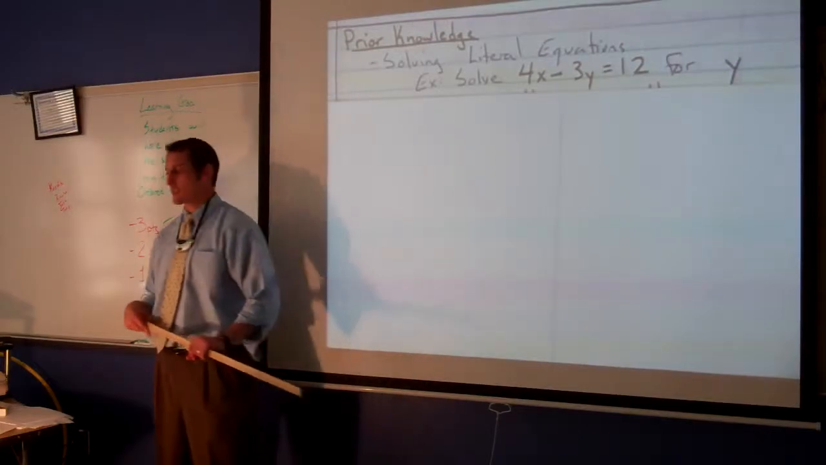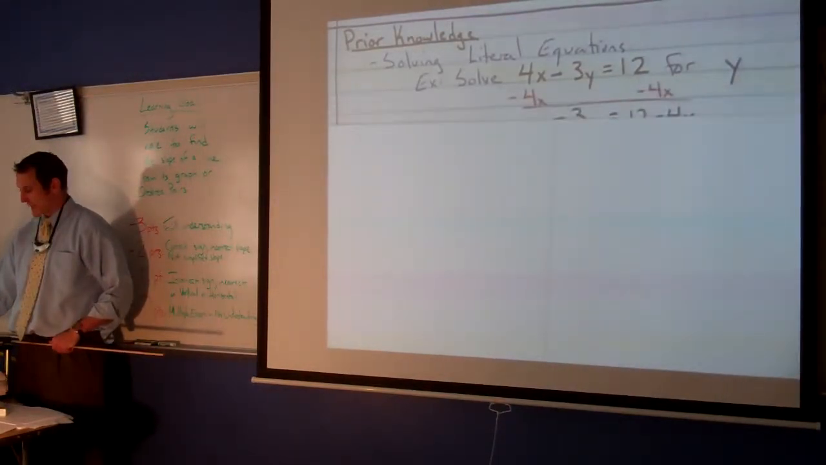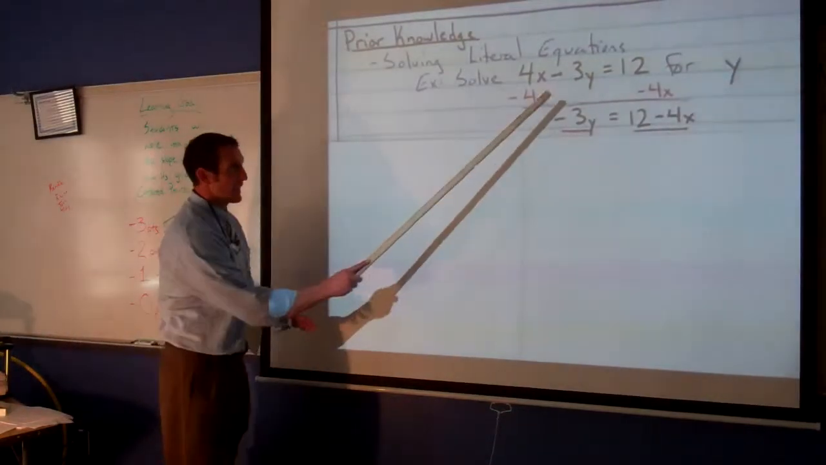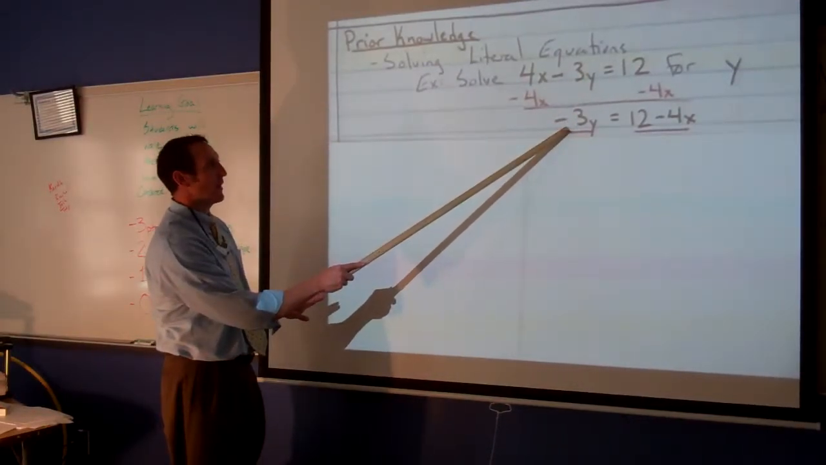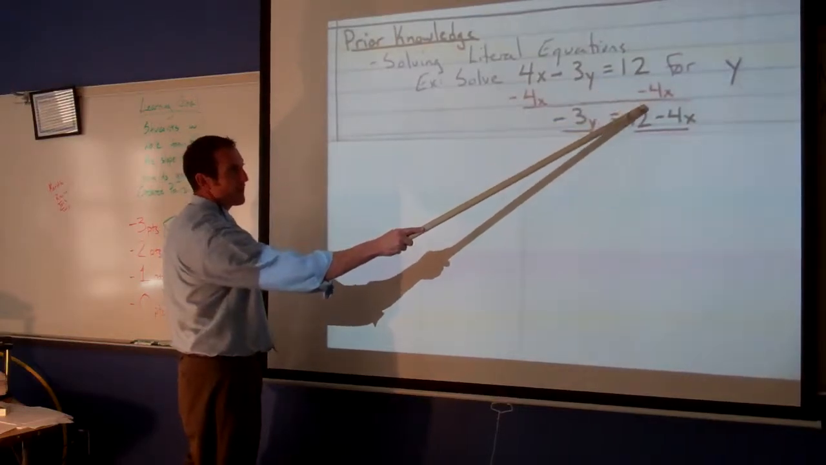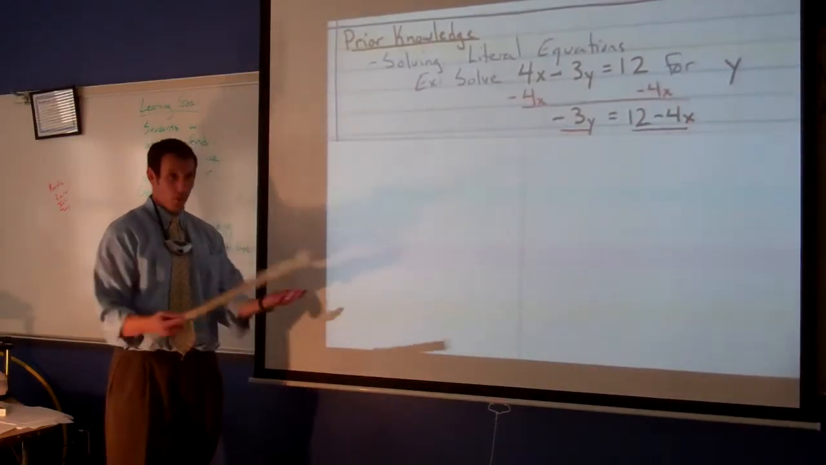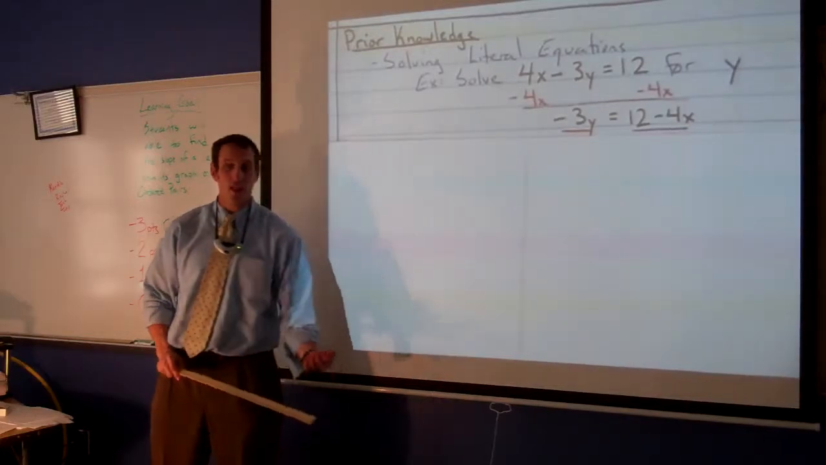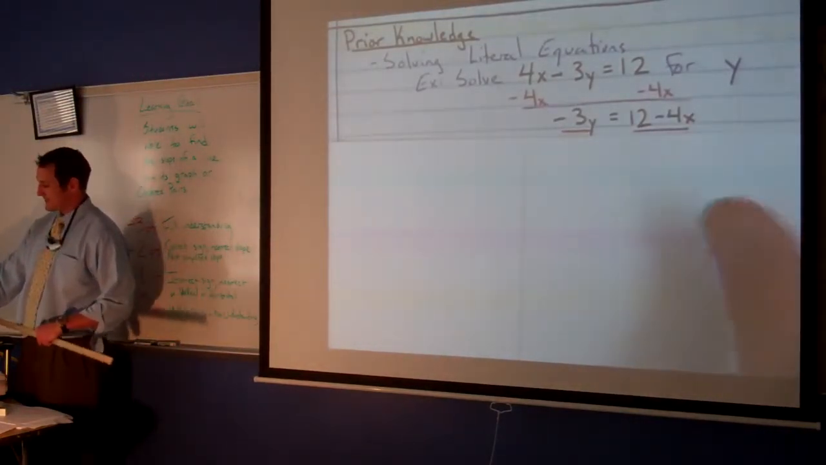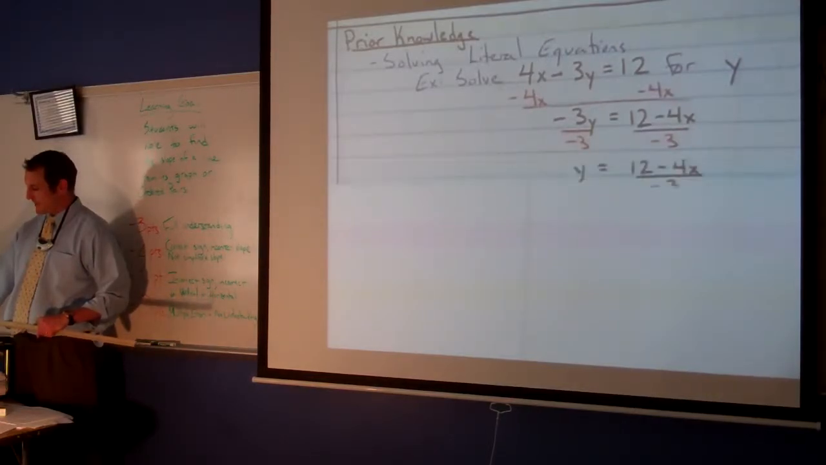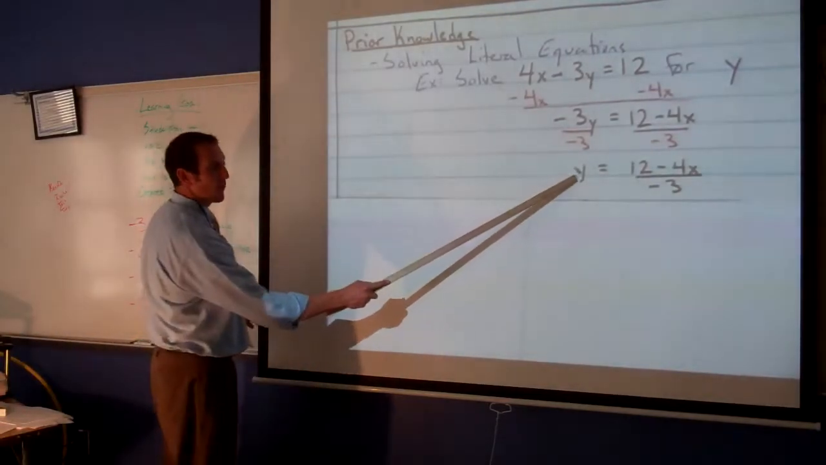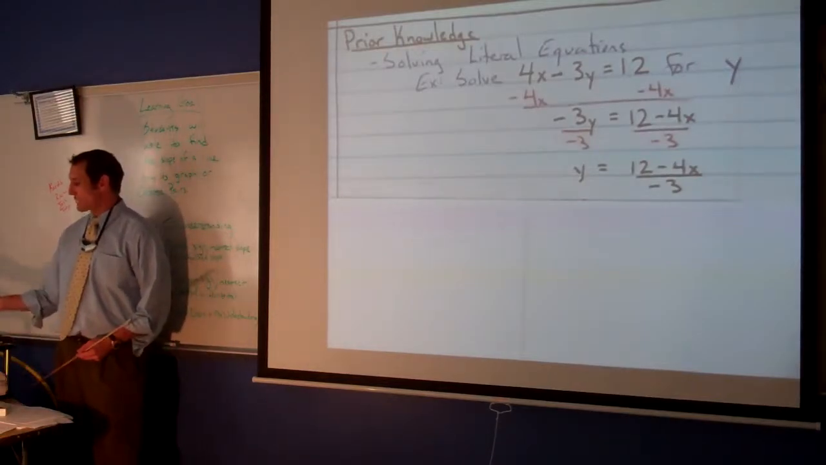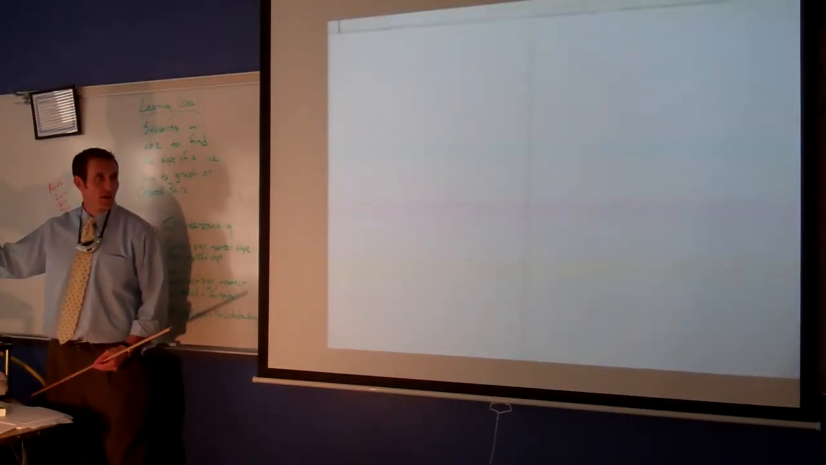So we undo 4x from both sides of the equation by subtracting it. And so we will have negative 3y, again, that sign belongs to the 3, and then we have to think about 12 minus 4x. You can't subtract these two numbers because this has the x and this does not; they are not like terms. So you end up with 12 minus 4x. Finally, we divide both sides by negative 3. So when we get y by itself, we have y equals 12 minus 4x, all of that divided by negative 3. So we have to remember that piece of prior knowledge.